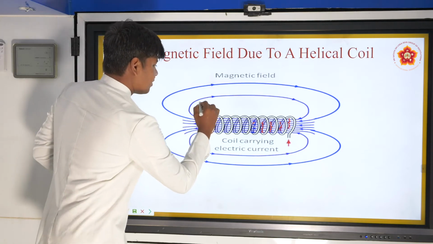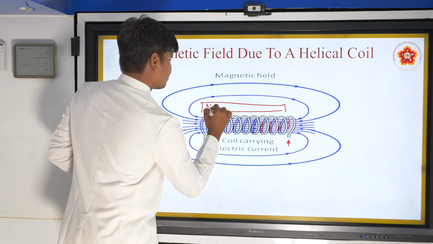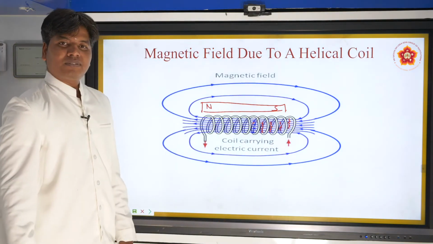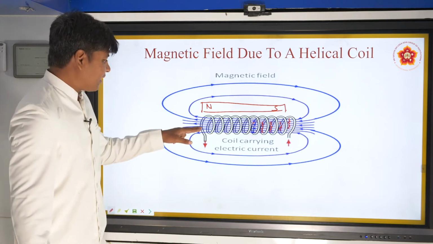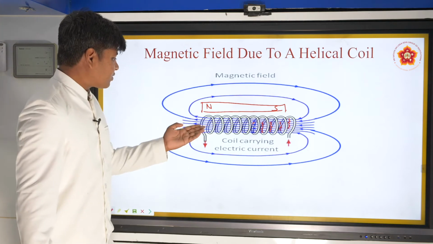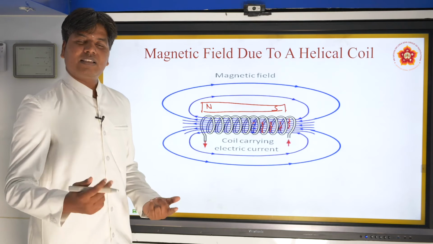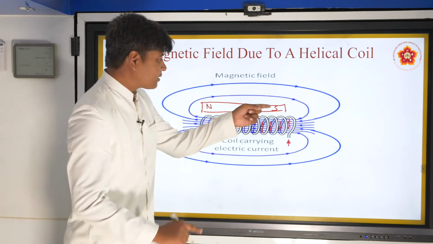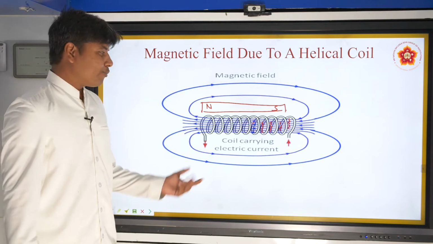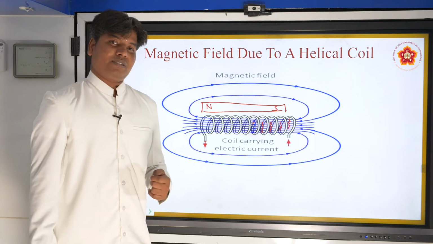Now you see, you take a bar magnet here, north pole, south pole. Is it not similar now? The field lines go from the north pole and come towards the south pole. Here also the same thing. The bar magnet also we studied the same thing. The field lines come from the north pole and go inside the south pole. How wonderful it is.